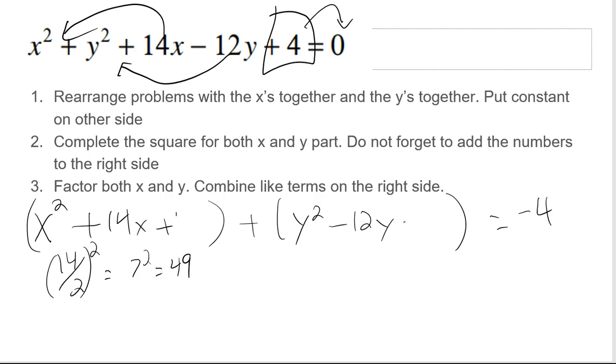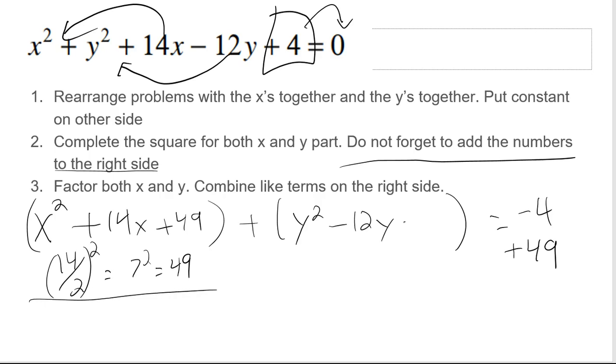Okay, that means I'm going to put a plus 49. Now, don't stop right there. You got to remember this. It says do not forget to add numbers to the right side. Because remember, guys, if I add 49 to the left side, I have to add 49 to the right side. It's just counterbalance. It's like you want to keep this teeter-totter balance. If I put 49 pounds on the left side, I have to put 49 pounds on the right side to make it balance. So I'm going to add 49. Remember, I got the 49 from right here.